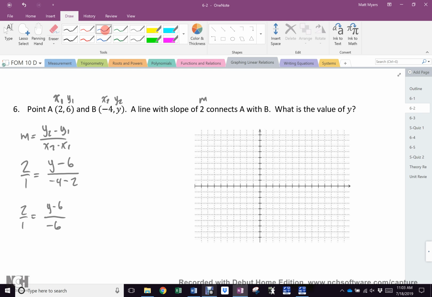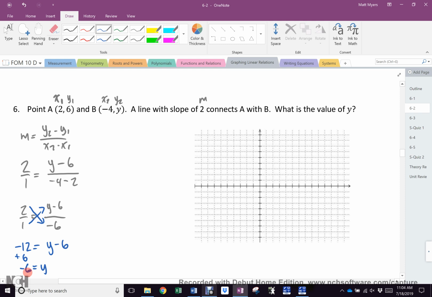How do you solve every single piece of algebra that is fraction equals fraction? What do you do? You cross multiply. What's 2 times negative 6? Negative 12 equals 1 times y minus 6, which is y minus 6. What do you do with that 6? Bring it to the other side and it becomes positive 6. What's negative 12 plus 6? Yeah! y equals negative 6. Easy peasy, lemon squeezy, right?